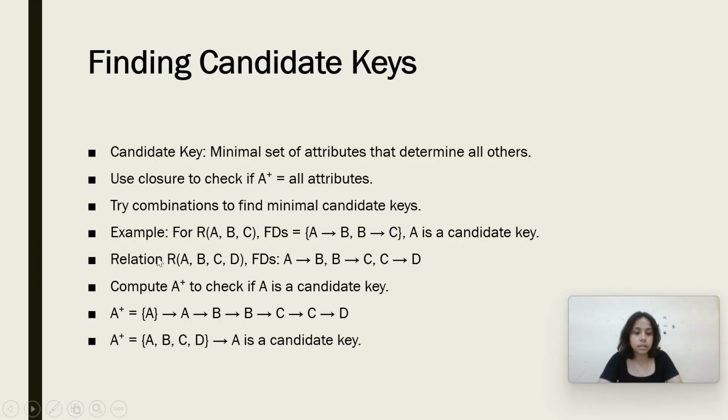Now we'll see a relation A, B, C, D. Functional dependencies are A tends to B, B tends to C, and C tends to D. If we find the closure of A, we will see that the closure of A is A, B, C, D, because A can derive B, and then B can derive C, and then C can derive D. So here A is the candidate key. We can find the closure of B and C as well, but there is no sense in finding it as we have already found the candidate key of the relation.